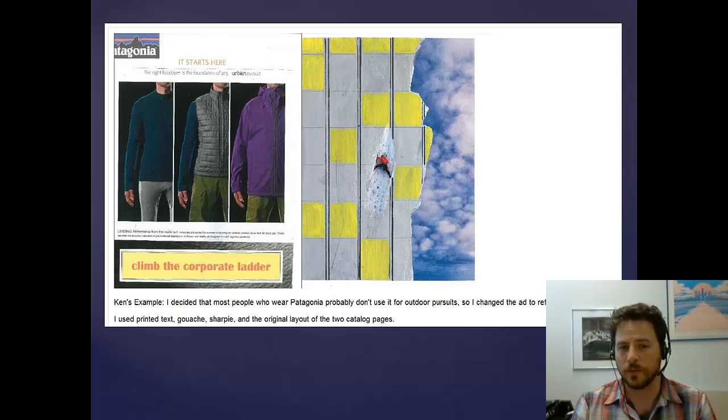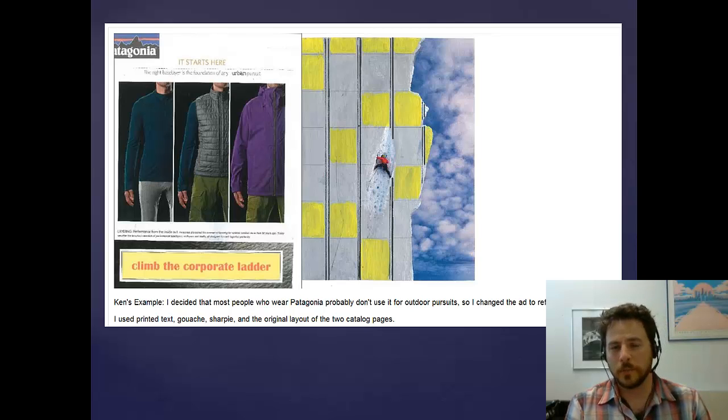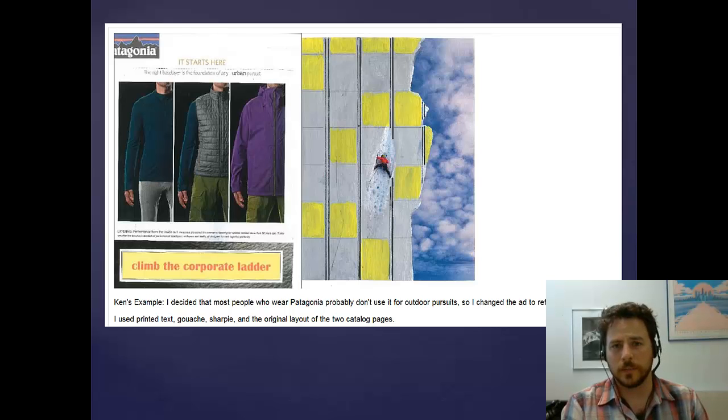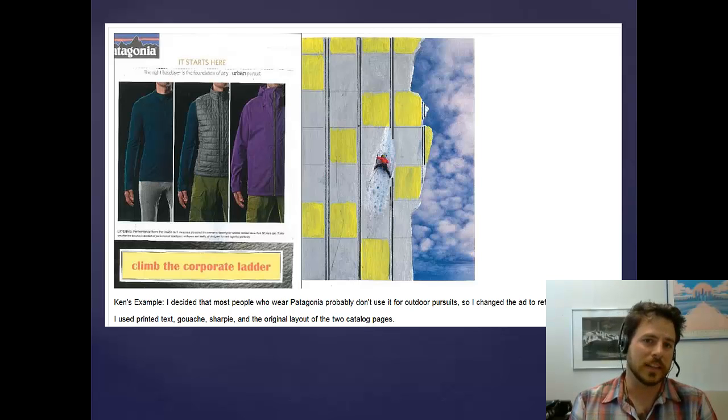So I used both full pages. I modified the bottom of the left one to talk about climbing the corporate ladder, and I changed the ice cliff on the right hand one to more of a building. So I used a variety of media: Sharpie, gouache, rulers, glue, and I actually printed out the Patagonia label off of my computer. But once I had the idea, it really did fall together pretty well. And that's what I mean about the concept. Once you get that idea, follow that concept through to its end.